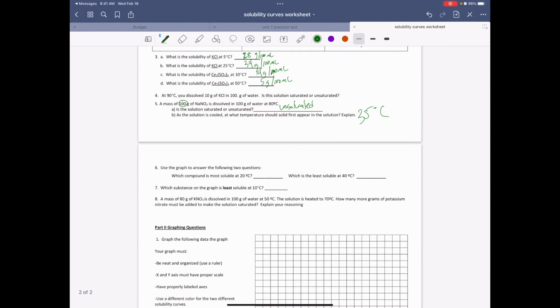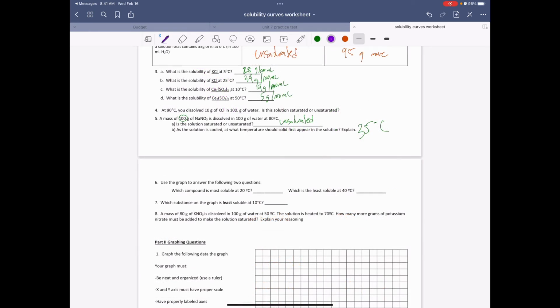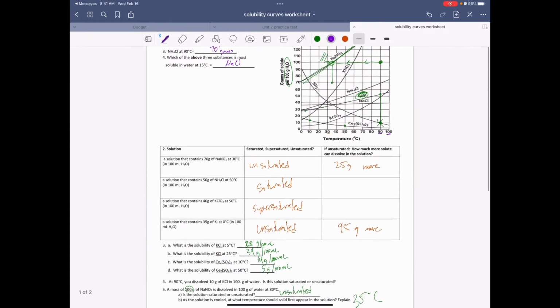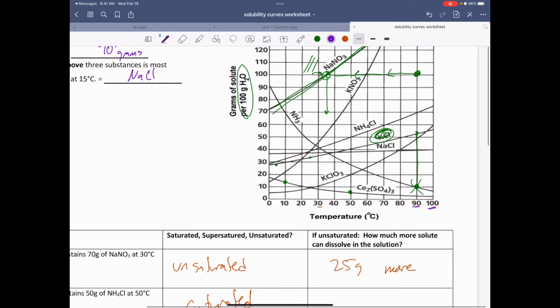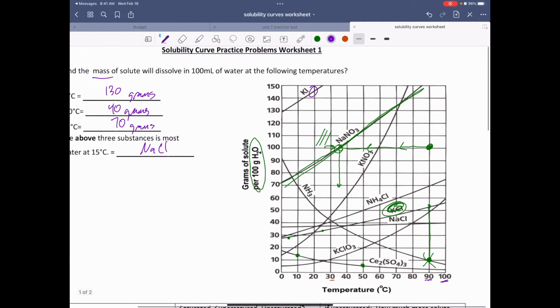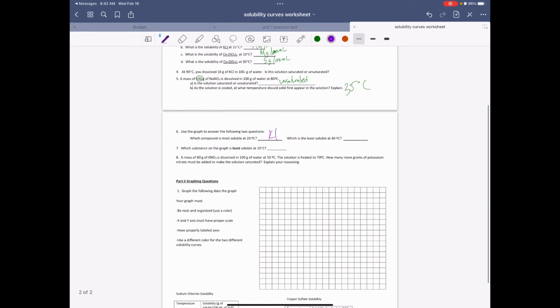Which compound is the most soluble at 20 degrees Celsius? So at 20 degrees Celsius, we could jump over here. The most soluble is the one at the very top. That's going to be this one right there, KI, potassium iodide.